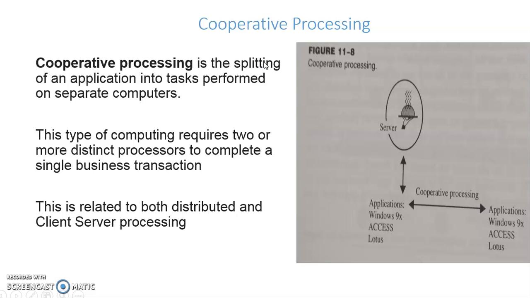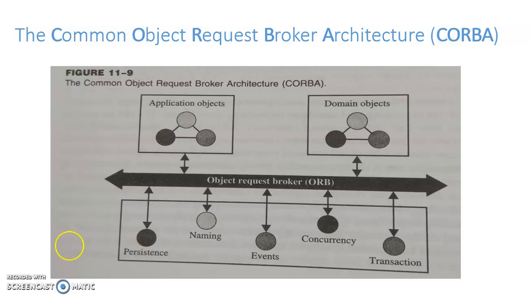Next is the cooperative processing, where one work is done on two different processes as shown in the diagram. Cooperative processing is splitting of an application into tasks performed on separate computers. This is related to both distributed and client server. This is an important topic.